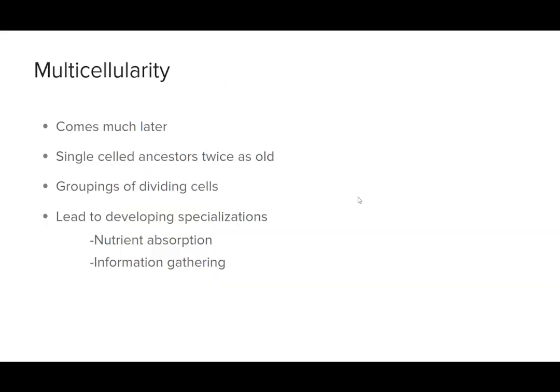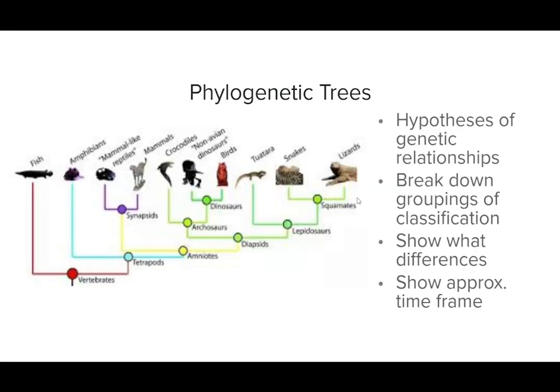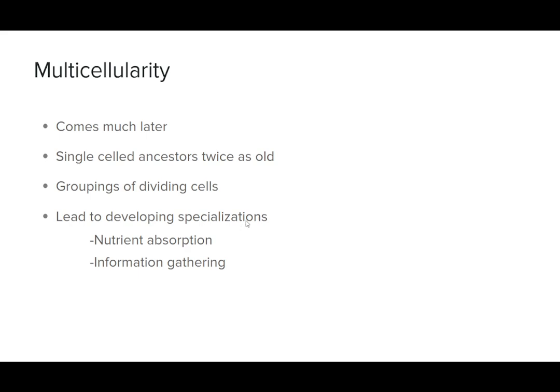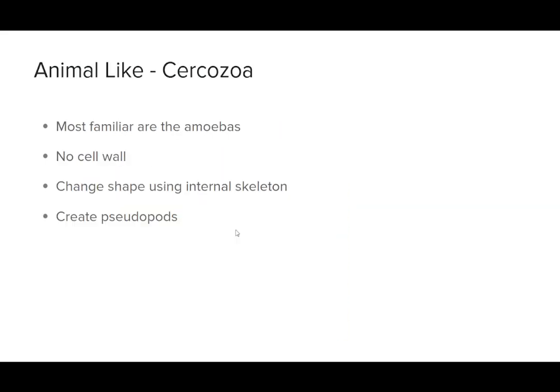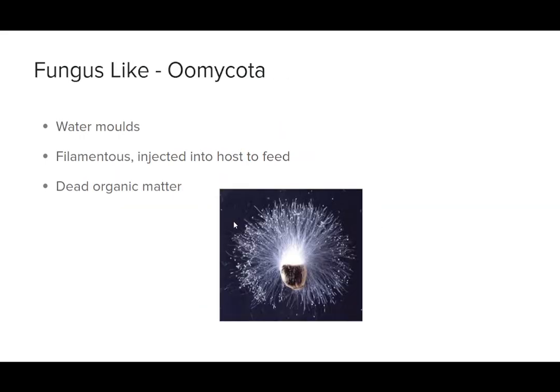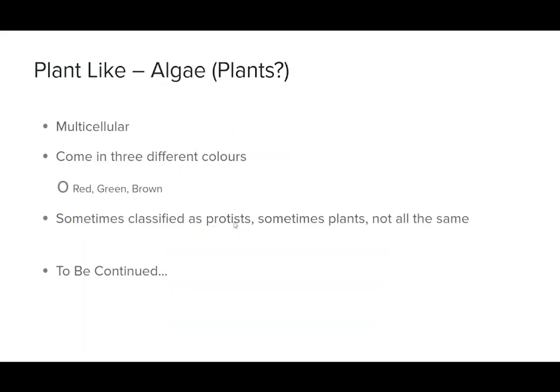Homework will be sent out, and you are going to have to make one of these phylogenetic trees, which is fun, and you have to remember at least one animal-like protist, one fungus-like protist, and one plant-like protist because it's important, and you're probably gonna be tested on this. Hint, hint.